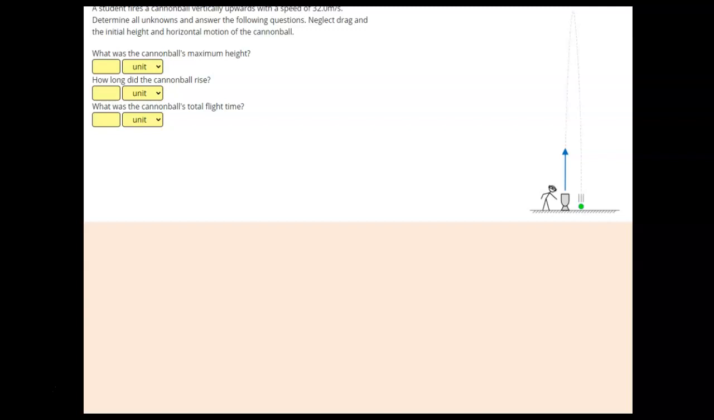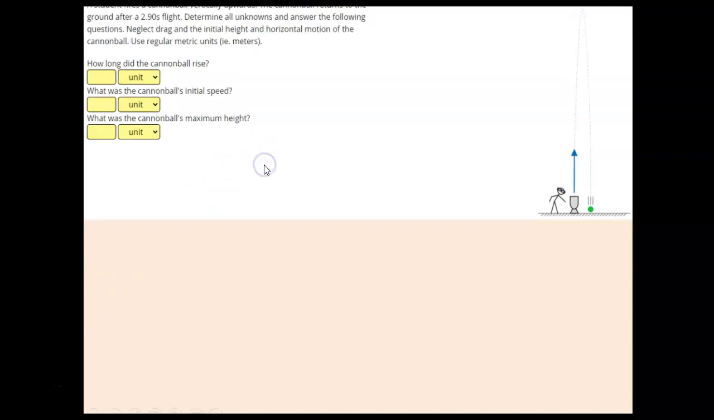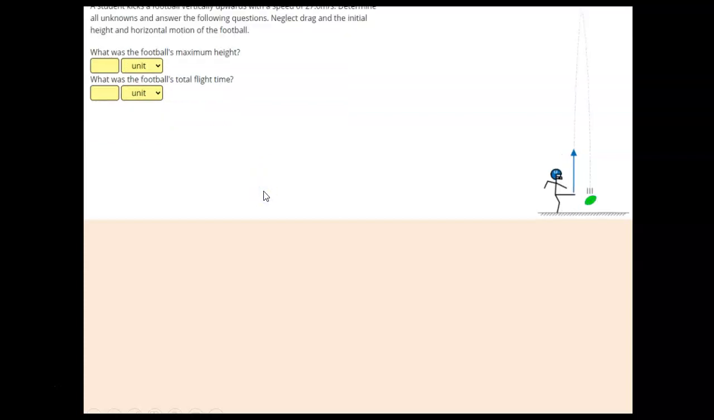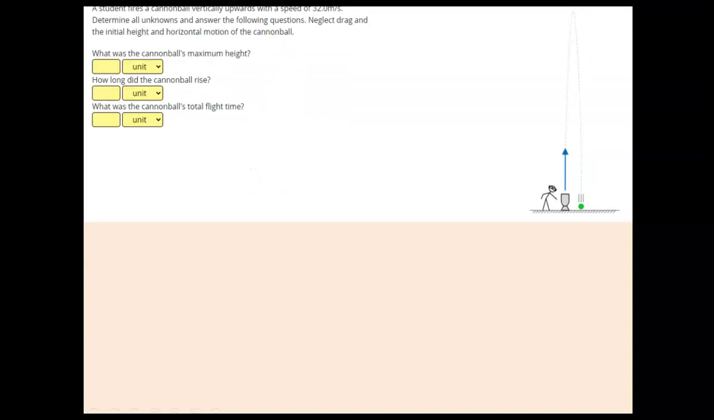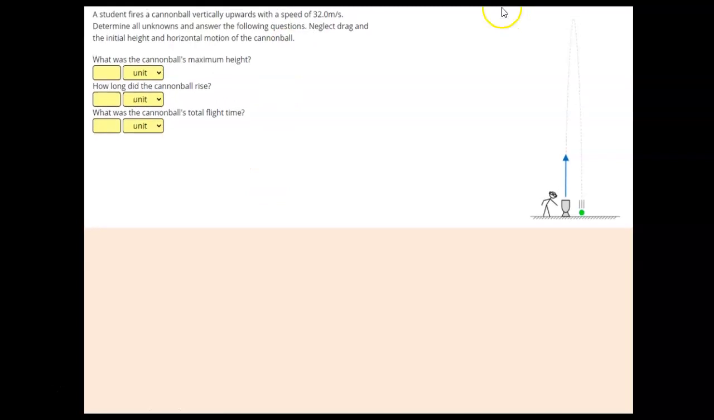All right, so let's do a positive physics problem. Okay, here we go.